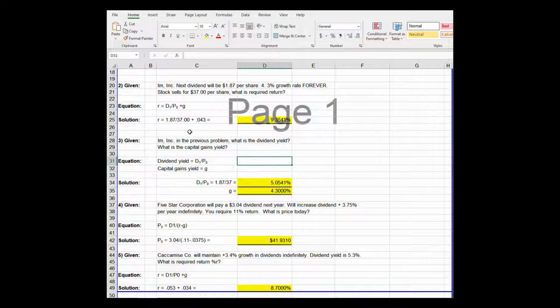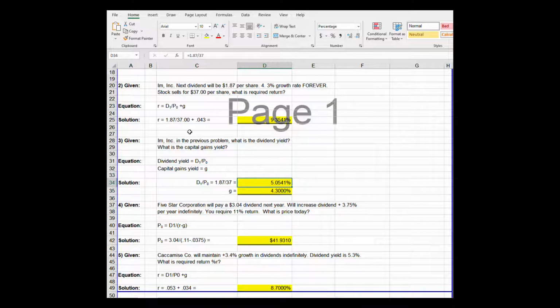In problem 8.3, we want to know what the dividend yield is and what the capital gains yield is. Dividend yield is just D1 over P0. Capital gains yield is just G. So I can break the answer to problem number 2 into two pieces. D1 over P0 is $1.87 over 37. I get 5.054%. And G is just G, 4.3%.